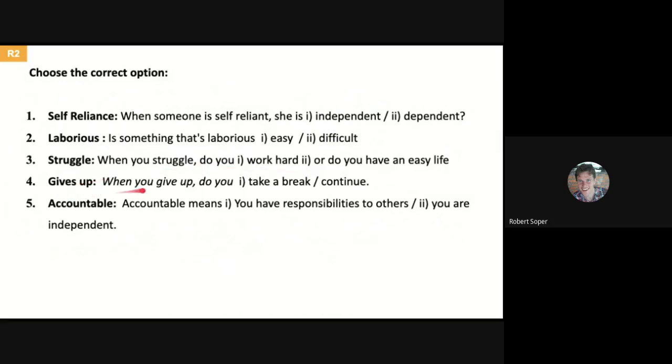Gives up. When you give up, do you take a break or continue? Yeah, when you give up, you take a break. If you continue, then you're not giving up.